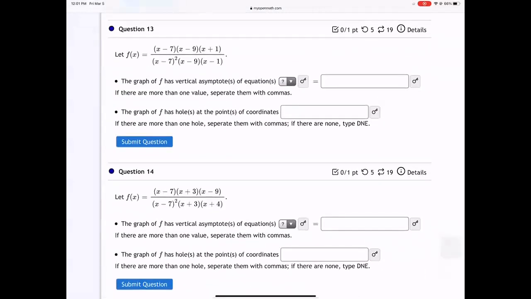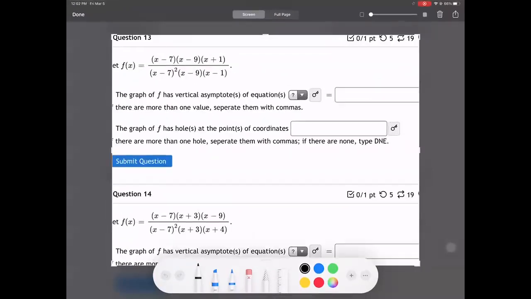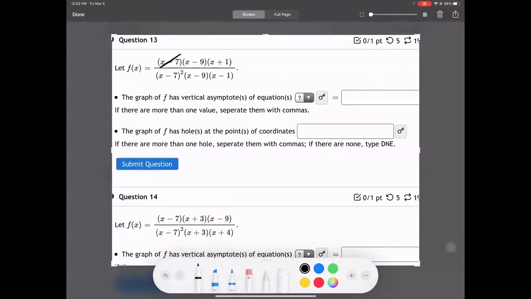Okay, let's move on to this next type of question. This one is meant to be a little bit tricky, and it's supposed to demonstrate something. If I look at this, does anything divide out? The 7 and one of the 7's divide out. The 9's and the 9 divide out, leaving me x plus 1 over x minus 7, x minus 1.